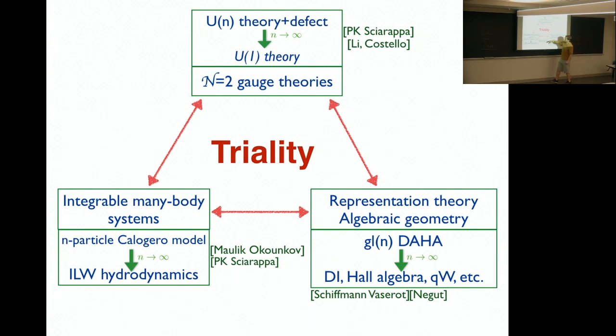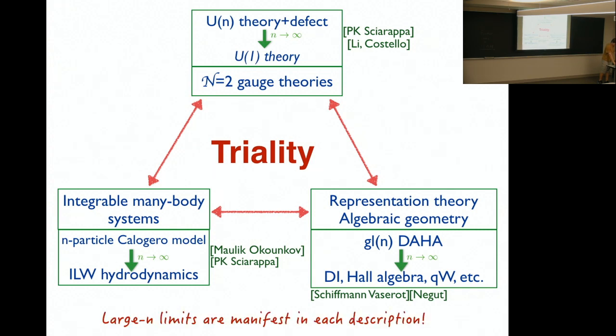So as you send n to infinity, you get the continuum description, which is known as ILW, intermediate long wave hydrodynamics. So it's a 1 plus 1 dimensional hydro model, which has infinitely many integrals, which is integrable in the usual sense. You can quantize that. And that's like a continuum theory. It's a theory of fields. So it's like you have a vector, like the velocity field. You can quantize that and study the quantum spectrum. So now the quantum spectrum of that model has this algebra symmetry. Okay, so all large n limits are manifest in each description.